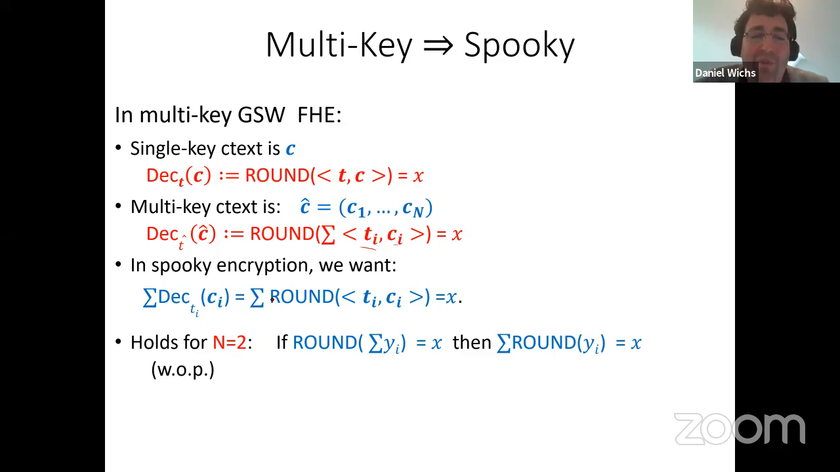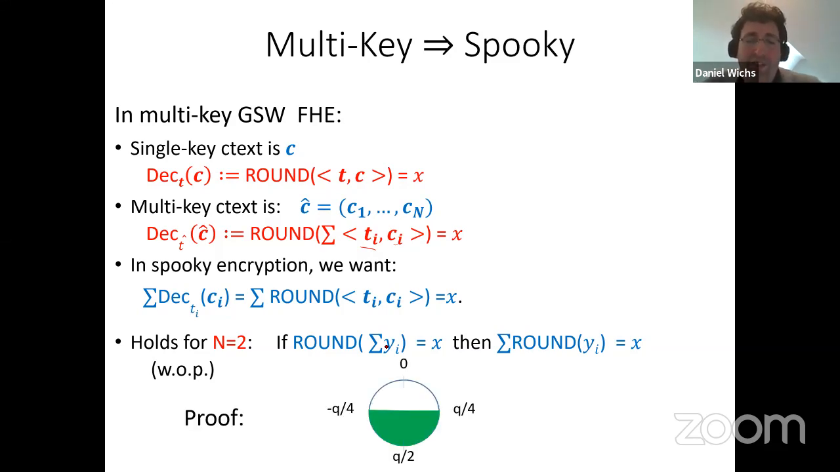So it turns out that if you sum up two values and then round them, this is the same as rounding and summing up the values. Right, so this only works, I should have mentioned, if the sum of the values is either close to Q over 2 or 0. So if I have two values that are either close to Q over 2 or 0, then these two operations are equivalent. Summing and rounding is the same as rounding and summing. And the proof is a simple proof by picture.